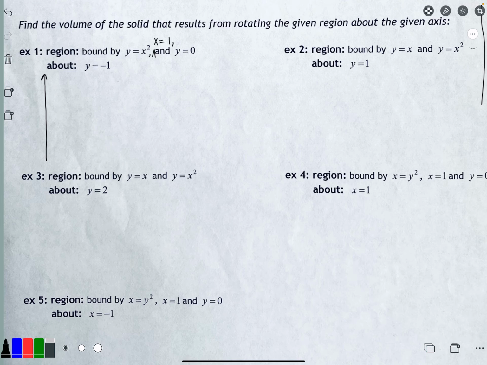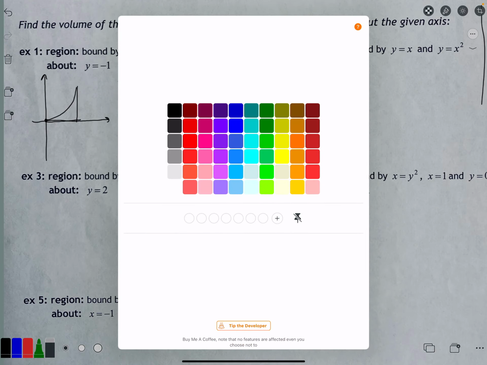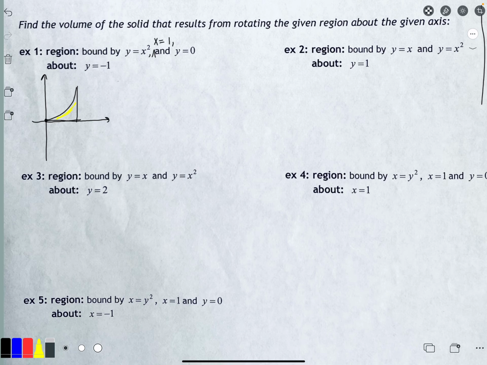Okay, so redoing number one, we're going to do the region bound by y equals x squared, x equals 1, and y equals 0, which is the x-axis. Okay, so we're talking about this region in here. Okay, and I'm going to rotate it about the line y equals -1.